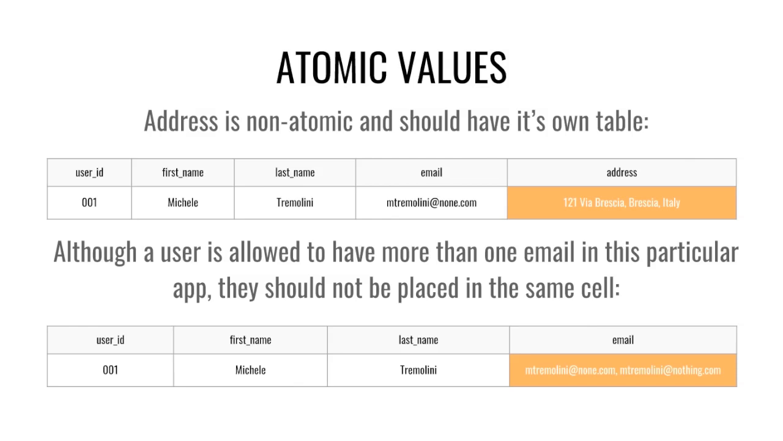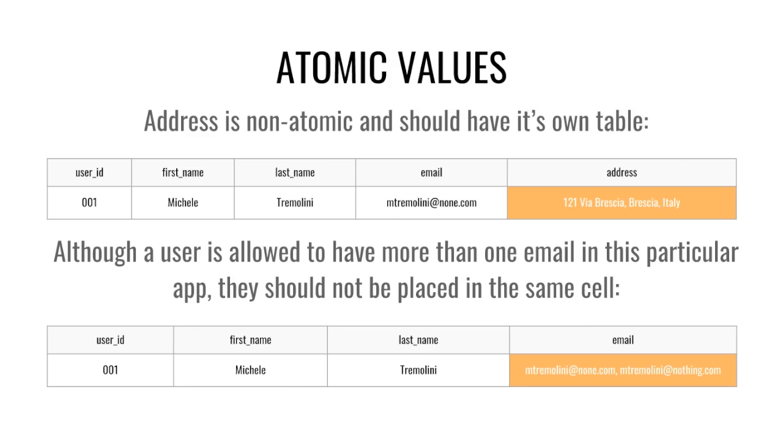Here I have a table with user ID, first name, last name, email, and address. So this looks good. We have a user ID, a first name, last name, email, okay? But then look at address. Address is made up of a street, a city, and a country, and this is not an atomic value. We can divide this field into 3 fields. So if we were to follow the practice of databases, you would want to have address as its own table.